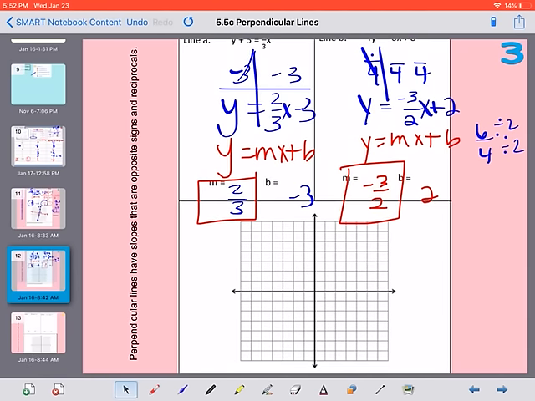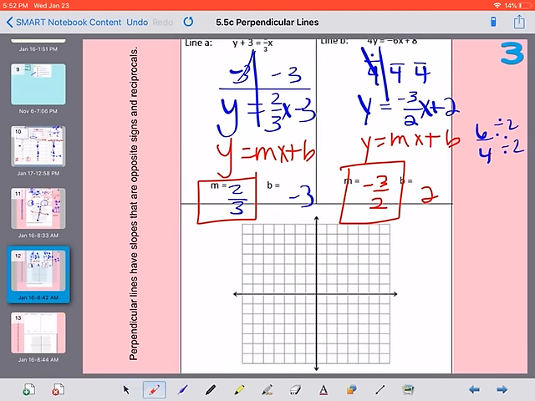Move this just a little bit so I can see the rest of my graph. So the first line here that I have in blue, we're beginning at -3, and our slope is rise 2, run 3, up 2, 3 to the right. Rise over run. And the opposite of up and right is down 2 and 3 to the left.